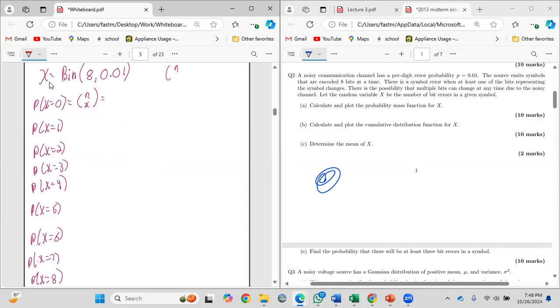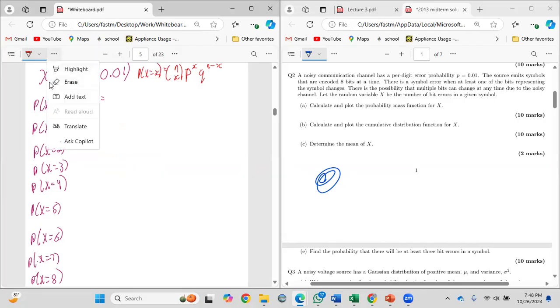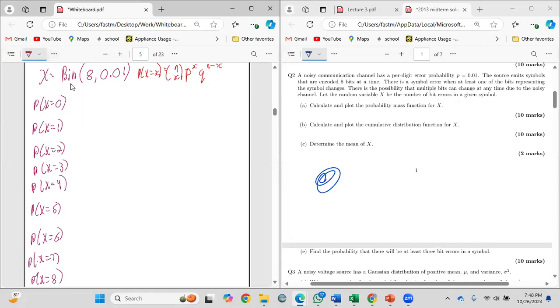So just nCx multiplied by p to the power of x by q to the n minus x. That's the probability that X is equal to x. So this basically we're going to be using over and over for all of them. So I'm going to just do three, and you can try this because you already have the solutions.